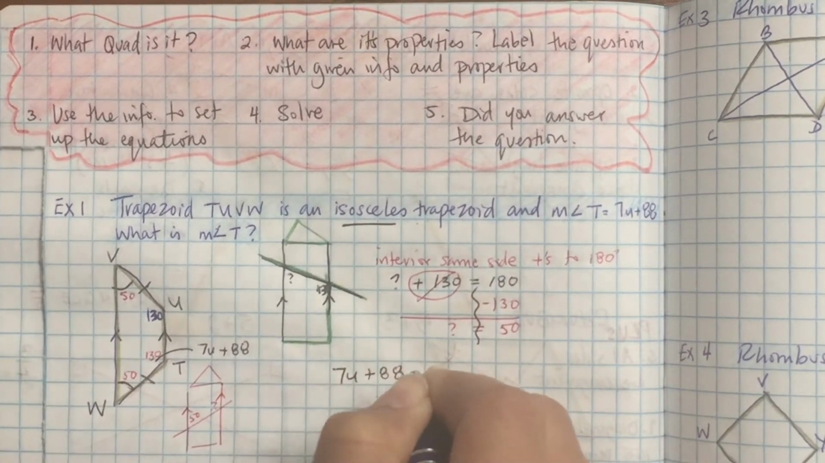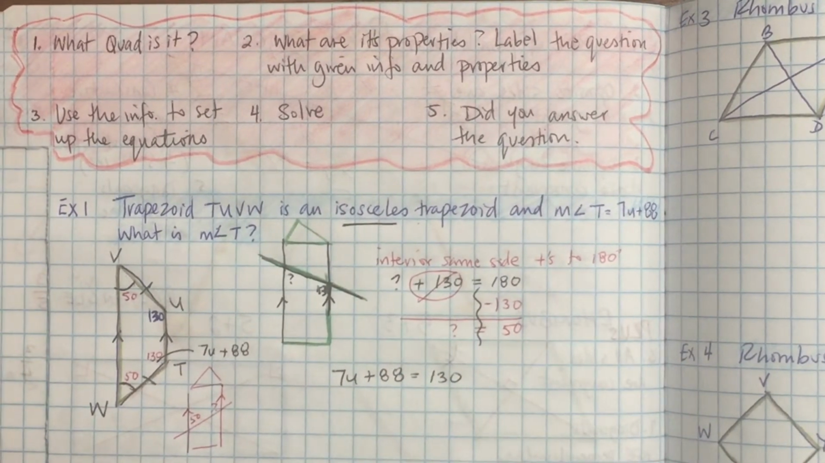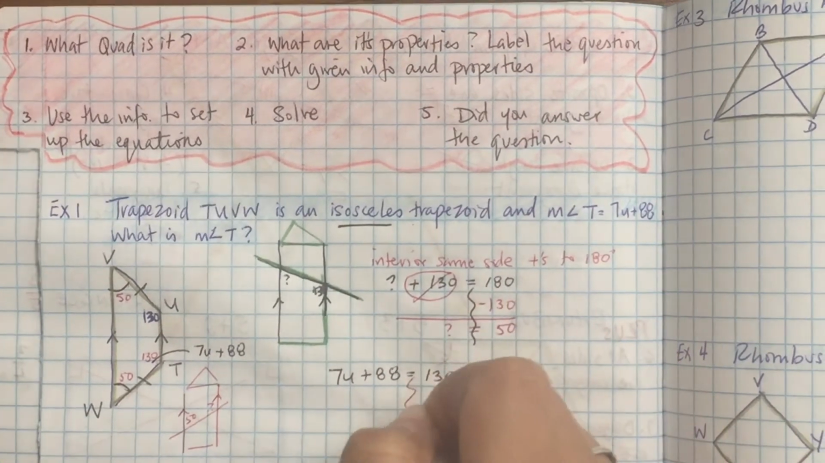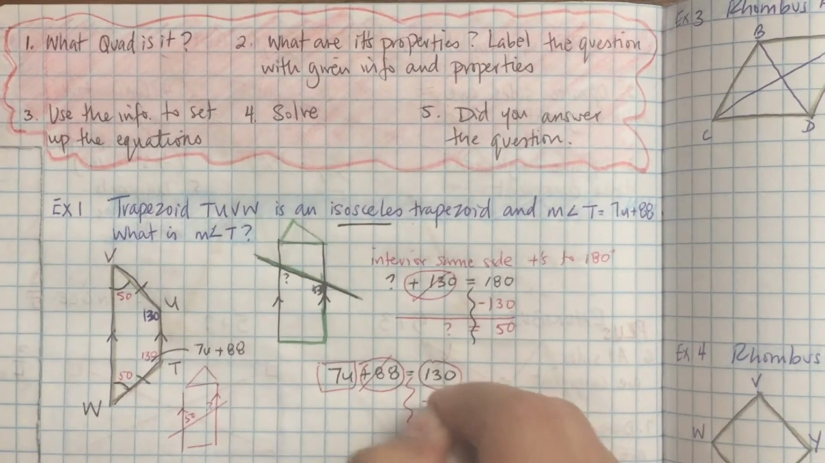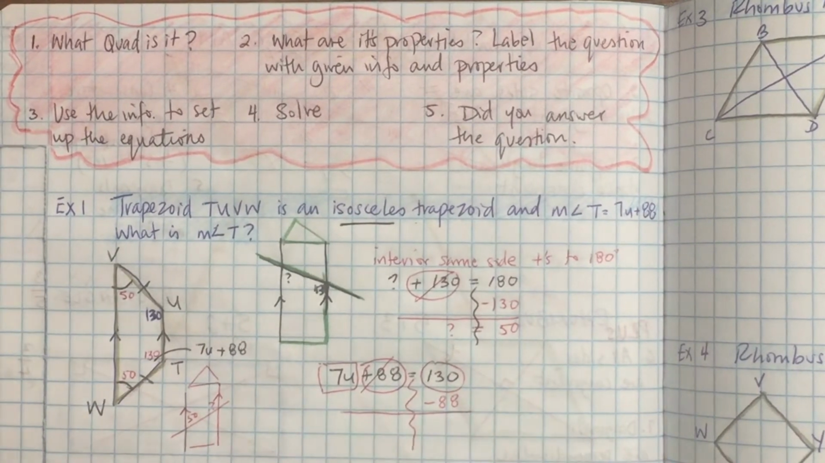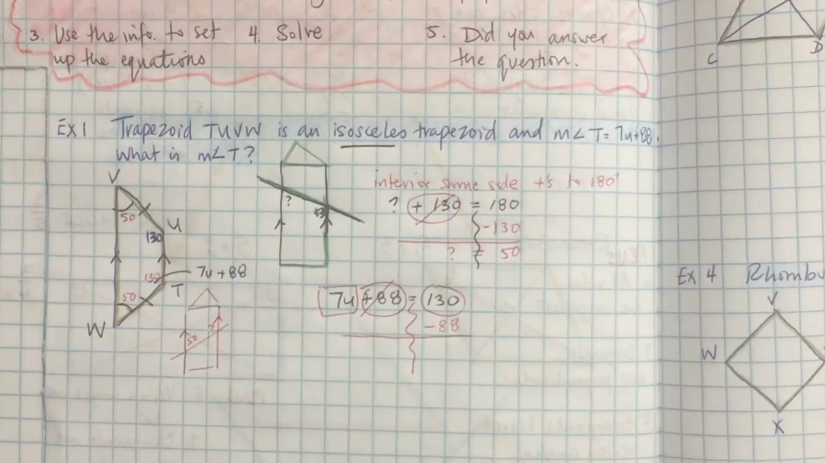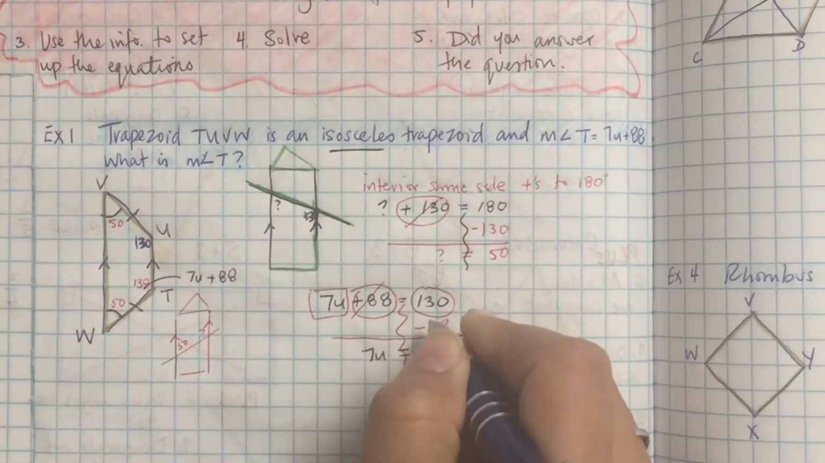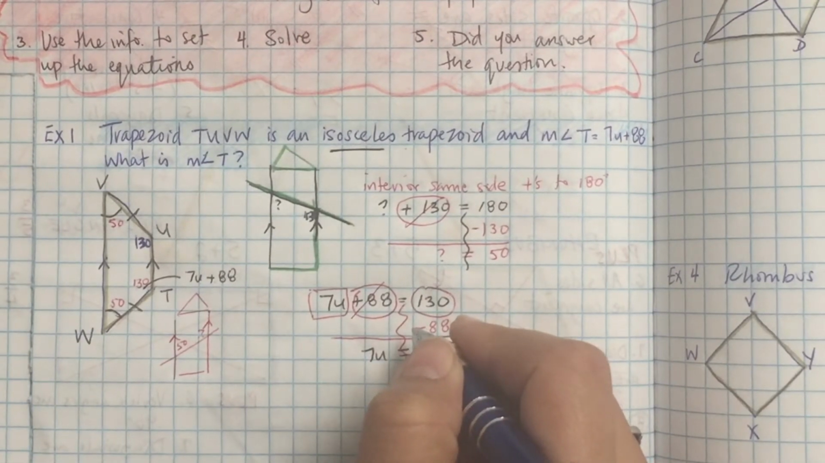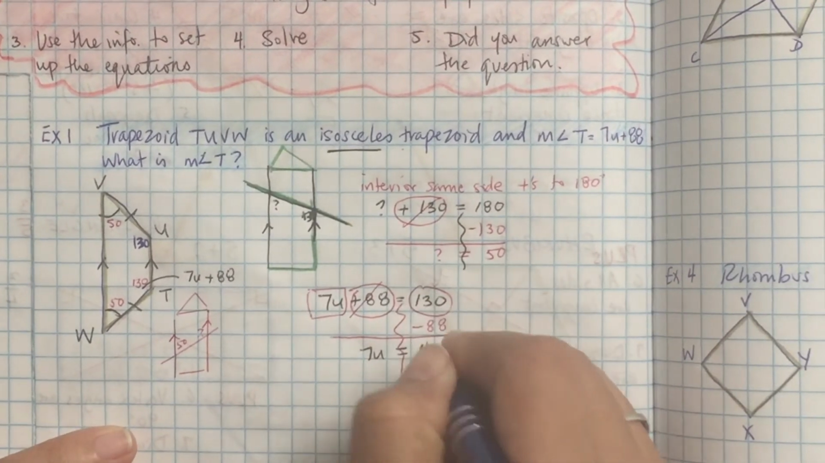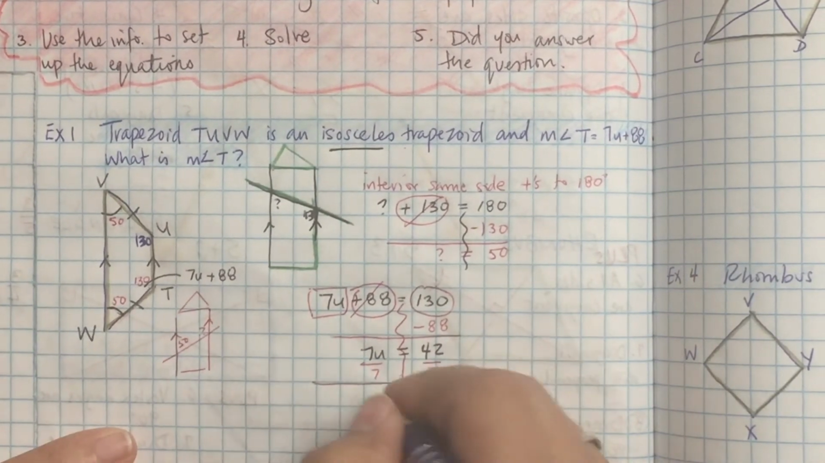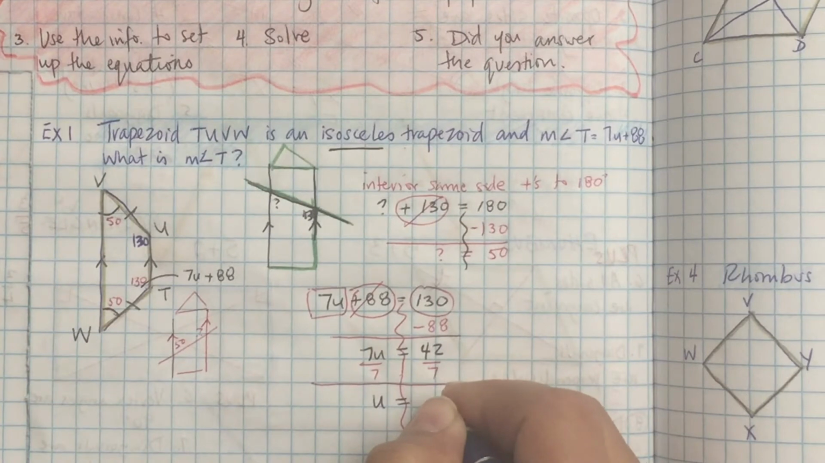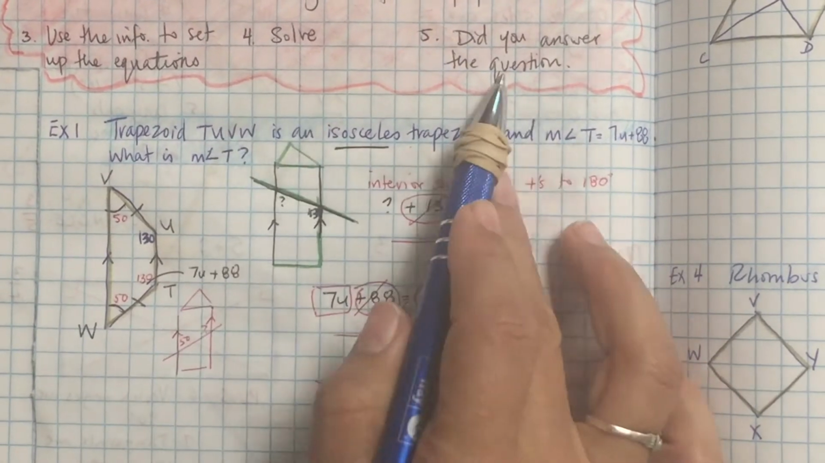Okay, so the measure of angle T is 7u plus 88, and that's equal to 130. The question is going to be, and I forgot to write it down, find u. So subtract 88 from both sides. That gives me 7u equals 42. Divide both sides by 7. And that's going to give me u equals 6. So u equals 6, and the measure of angle T is 130.